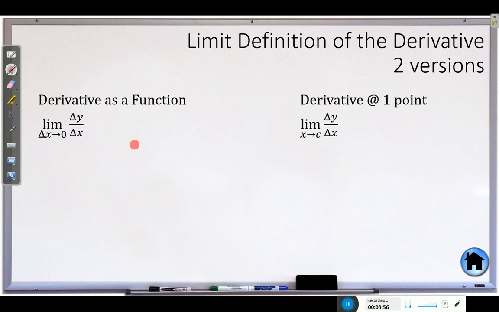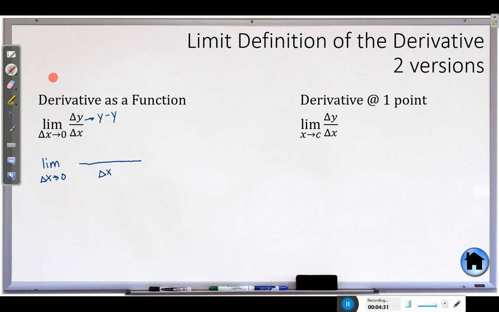There's two ways to think of the derivative: as a function or as the slope at one point. We've kind of stressed that multiple times through the course. The function definition and the point definition. And so we have two ways to write the derivative. So we're going to take the limit as delta x approaches 0. Now the bottom is going to be delta x. But on the top, we're going to subtract the y values. Delta y is just y minus y.